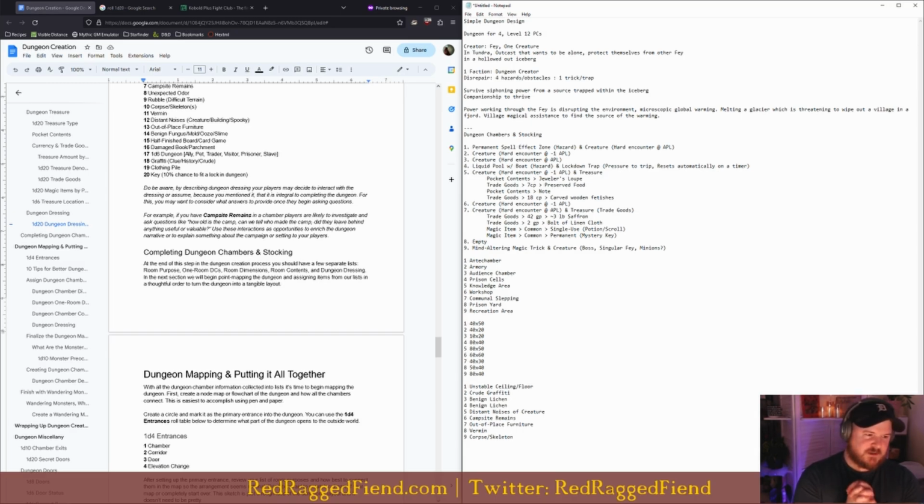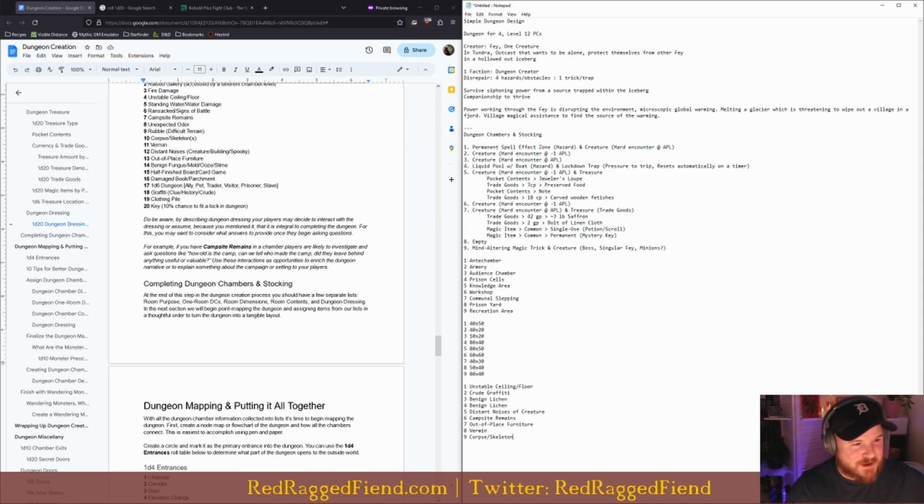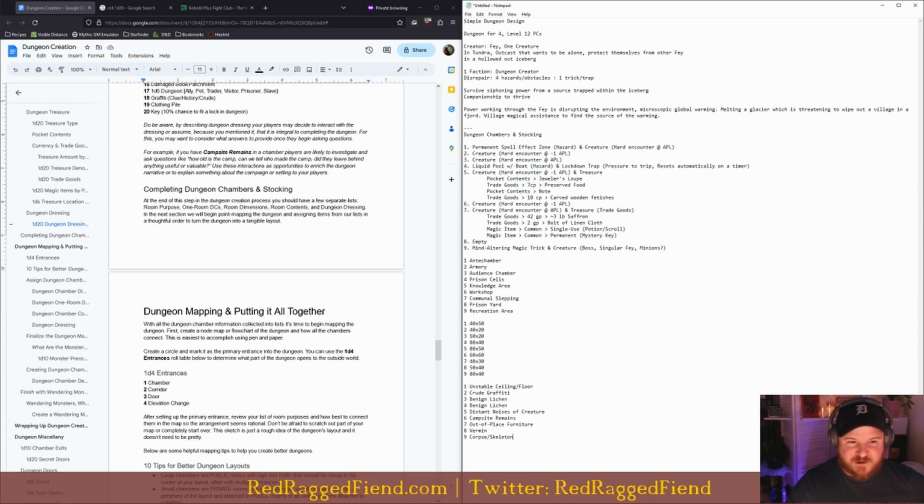we have reached the end of the chambers and the stocking, and now we're going to look at mapping. And I think that's probably as far as we're going to get. This always takes about 3 times longer than usual when I'm talking it through, but that's fine. I mean, so far I'm happy with the way things are being put together.